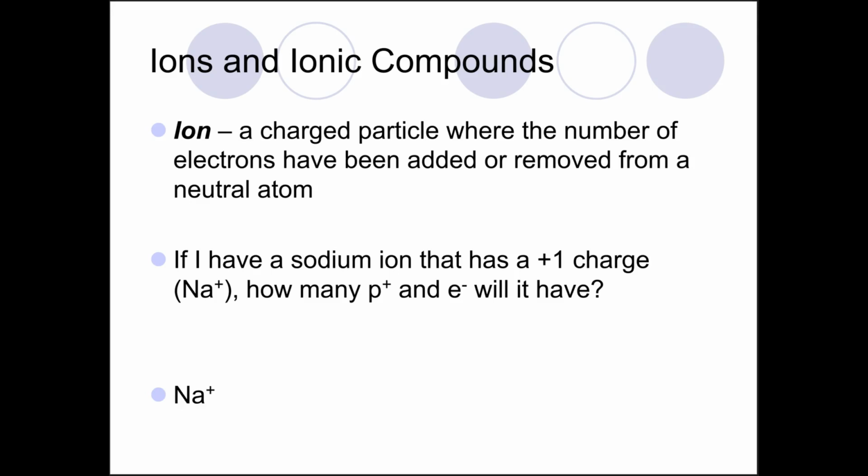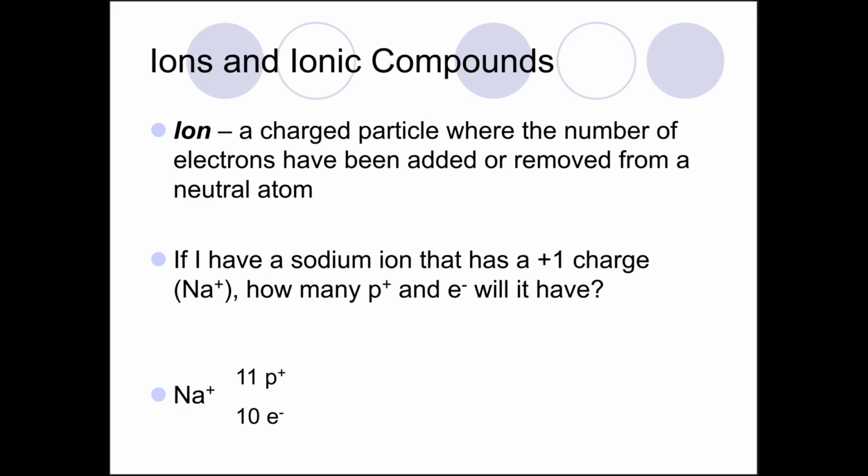Protons, well, Na is still the same symbol, so it still has to have 11 protons. For electrons, we need to have 1 more proton than we do electrons, because it's got a positive charge, right? So there's 1 more positive than there are negatives. So if it has 11 protons, it's going to have 10 electrons. 11 positive charges, 10 negative charges. We add those together, we would get a positive 1 charge.